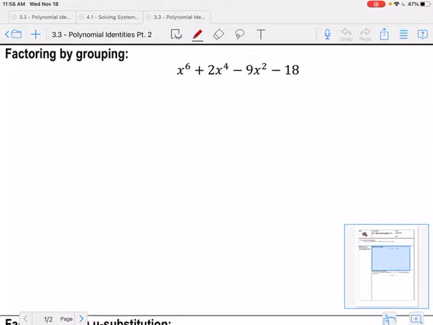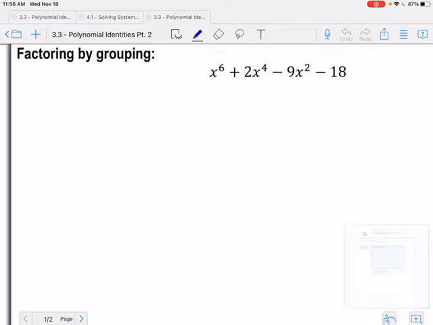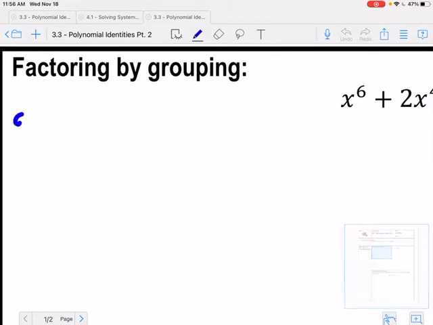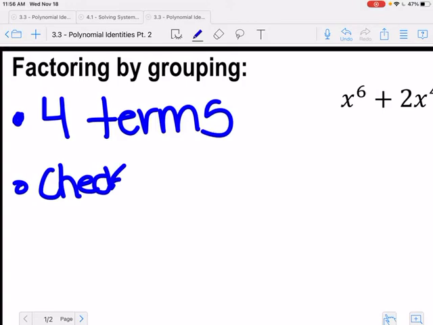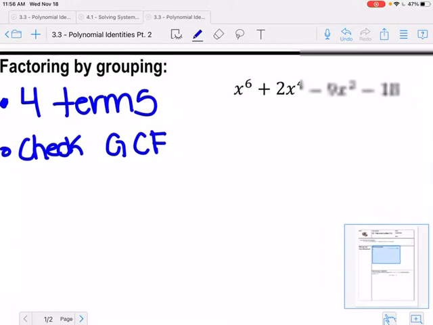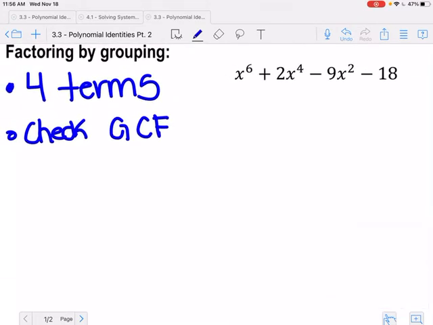Now, there's a few things that I want you to look into to be able to see when you should use factoring by grouping. So the 2 conditions that you need in order to do factoring by grouping: you gotta have 4 terms. The second one is make sure that you check for a greatest common factor, and you should always be doing that regardless. Okay, so those are the 2 conditions that you need to look for when you're dealing with factoring by grouping.